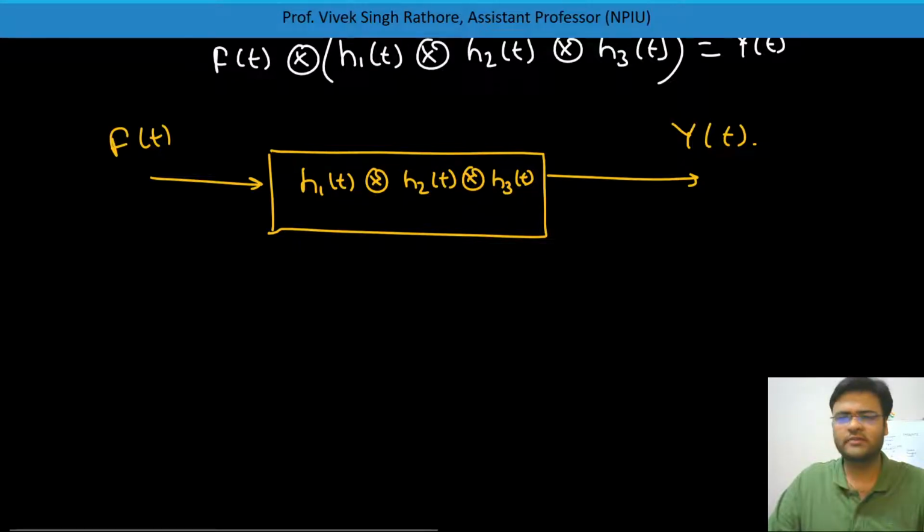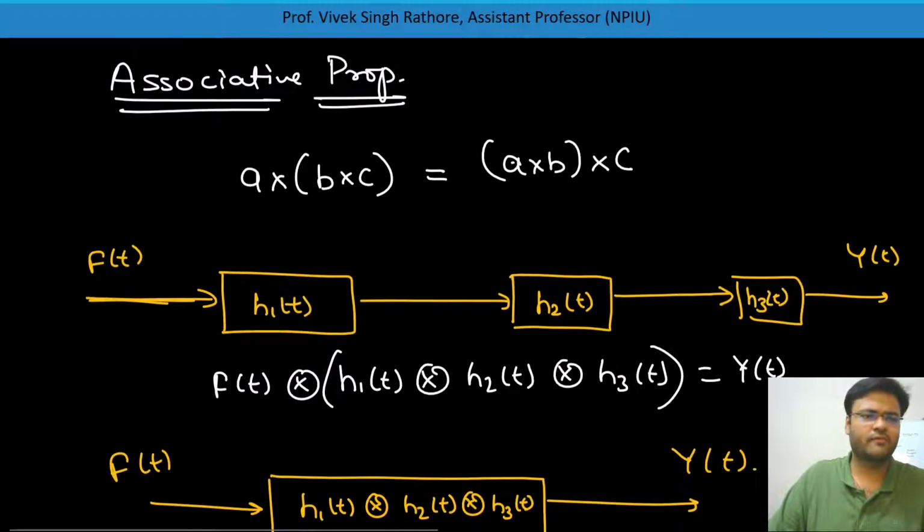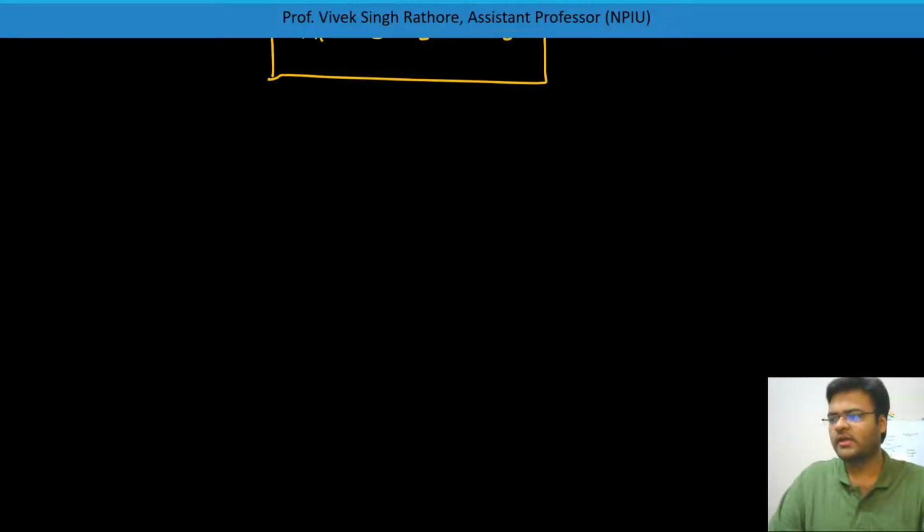This is called the associative property, and many times in control system many questions have been asked on this type of thing, and they are solved like this only. We can put them in a common block diagram.